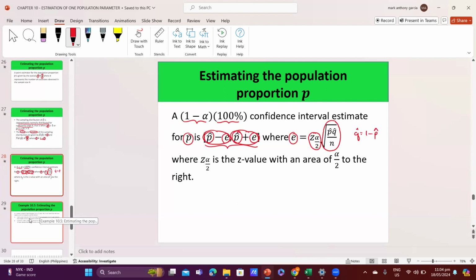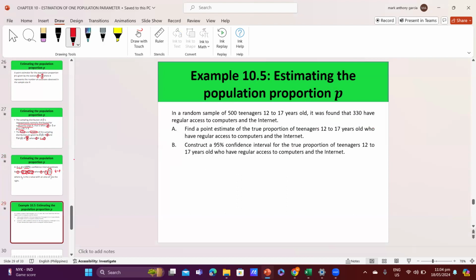So let's illustrate this formula for the interval estimate of the population proportion P. Now let us consider that in a random sample of 500 teenagers, 12 to 17 years old, it was found out that 330 have regular access to computers and the internet. Find a point estimate of the true proportion of teenagers, 12 to 17 years old, who have regular access to computers and the internet. And then let's construct a 95% confidence interval for the true proportion of teenagers 12 to 17 years old who have regular access to computers and the internet.